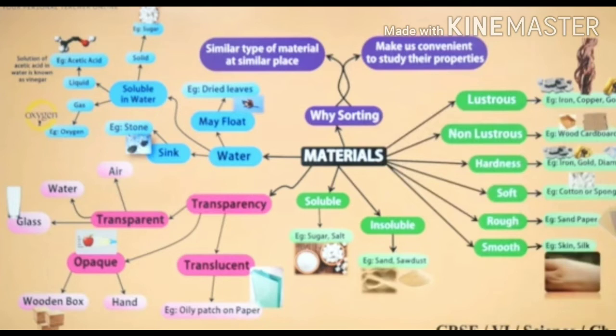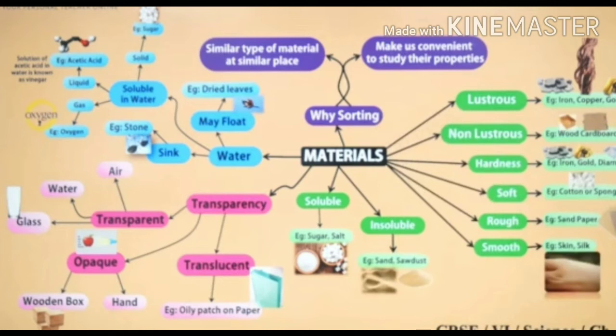Next, talking about water, materials may float on water, they may sink in water and they may be soluble in water. Only those materials will float on water which are lighter than water. Example, dried leaves, thermocol balls, plastic mug, they all are lighter than water and that is why they float on water.